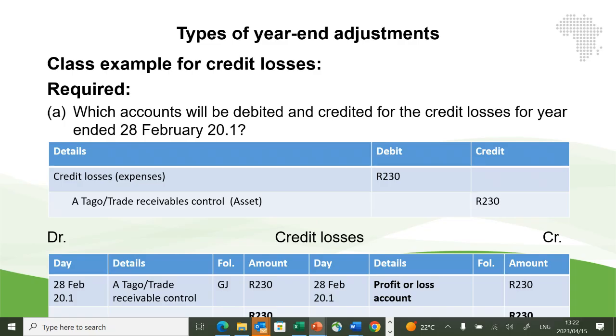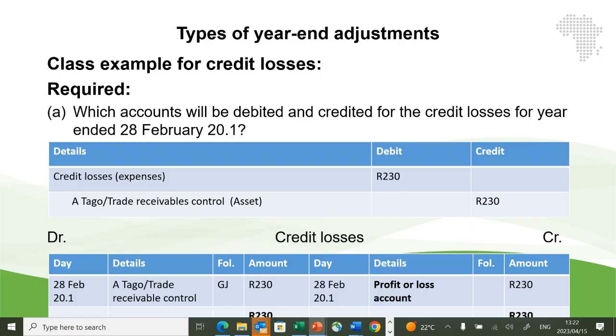So when a particular debtor is unable to pay us and we write off the amount they owe us, it increases the credit losses on which side? On the debit side, just like your expenses. So we debit that 230. What are we going to credit then? We are crediting A Tango, which is our debtors account. It needs to be credited. It is your trade receivable control account, an asset.